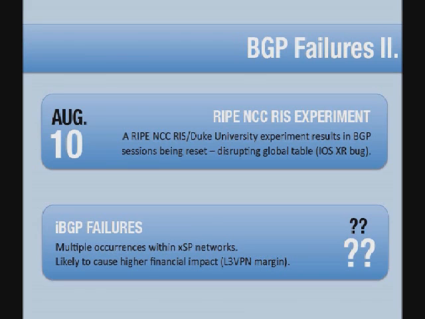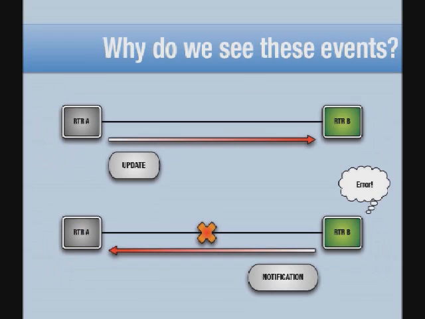So why does this happen? I've talked about session teardown, but why is that? This is a really simplified view of what's happening. If you get an update that you think is erroneous, it doesn't have to be erroneous, but you think it is, then the only mechanism in BGP at the moment to notify the peer on the other side is to send a notification packet. And RFC 4271 says, if you send a notification, you must tear down the session.